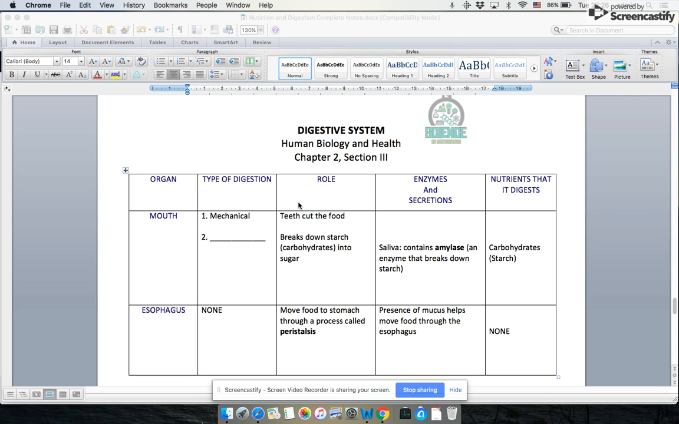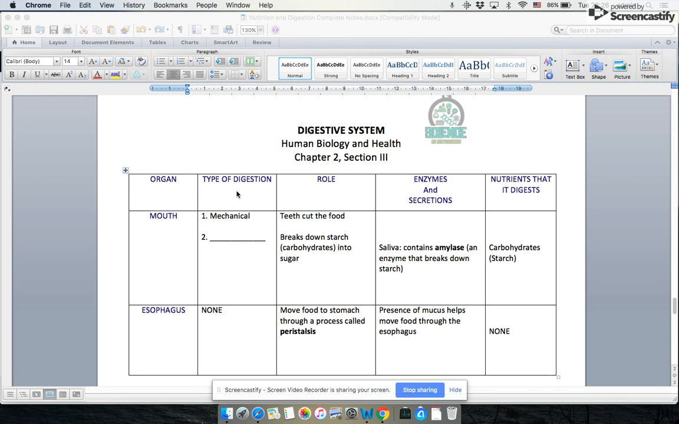So by now you should have completed this table using the textbook in class. The purpose of this video is to go over the table. As we go over, I will explain things and I will be going back and forth to the textbook to show you some nice diagrams.